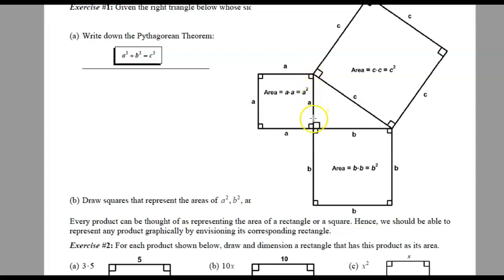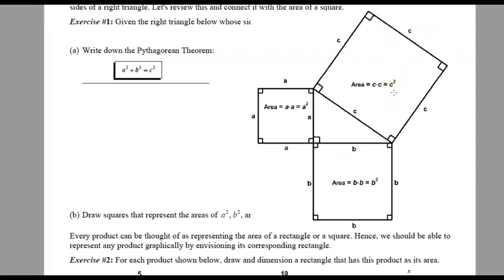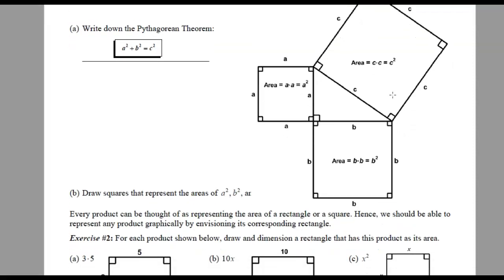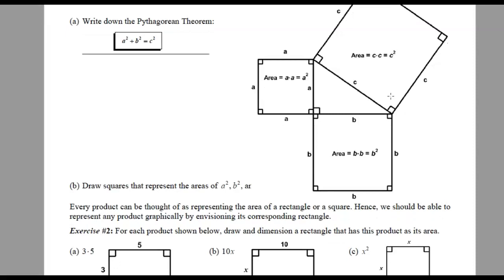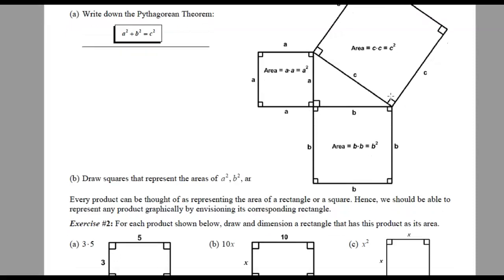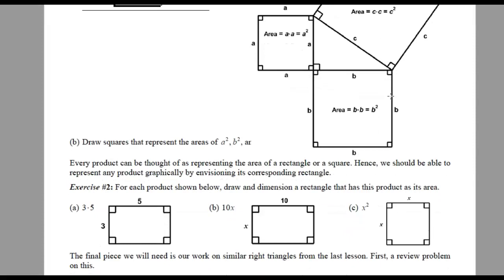If you draw squares that represent the areas for each one, basically what we're doing is taking side A and making another side A that turns it into a square adjoining the triangle on that side. We'll do the same thing with side B and the same thing with side C. So you've got three squares, one attached to each side of the triangle. Every product can be thought of as representing the area of a rectangle or a square, so we should be able to represent this by looking at the corresponding rectangles.